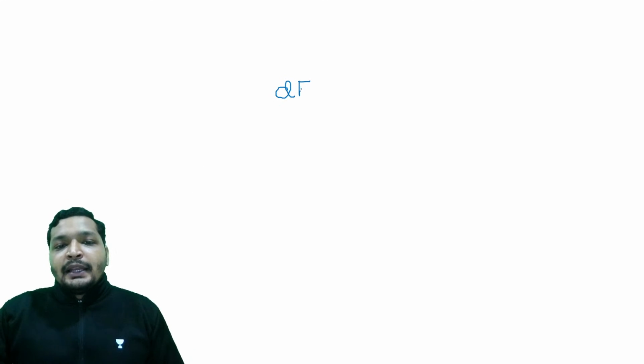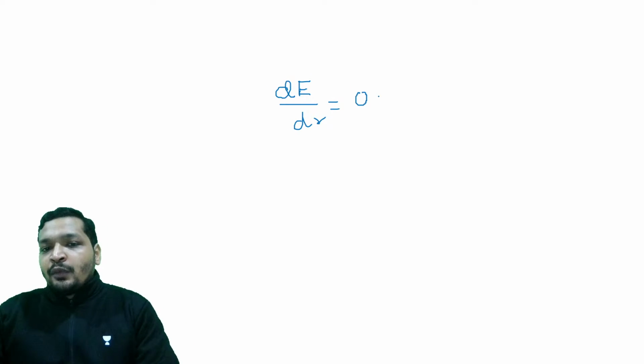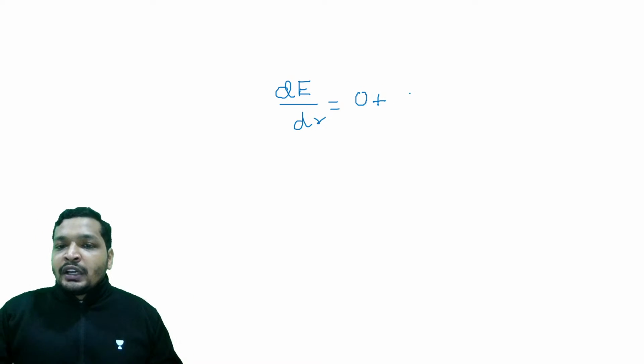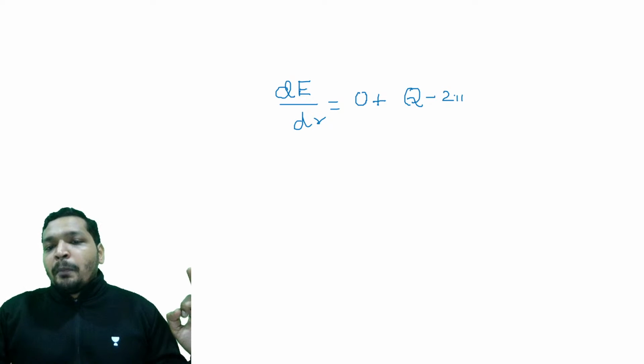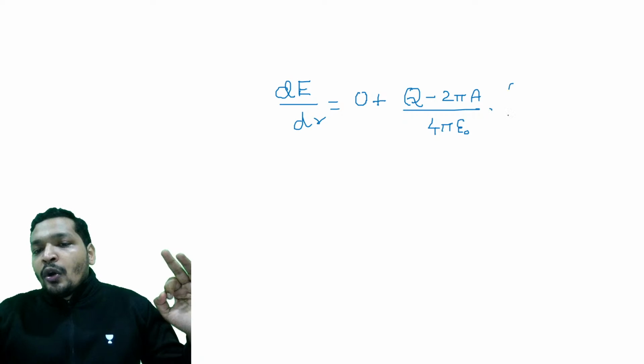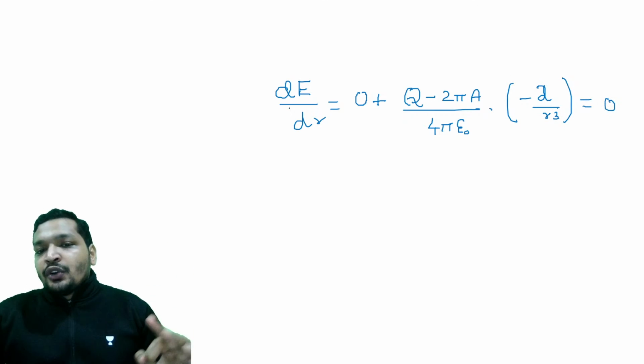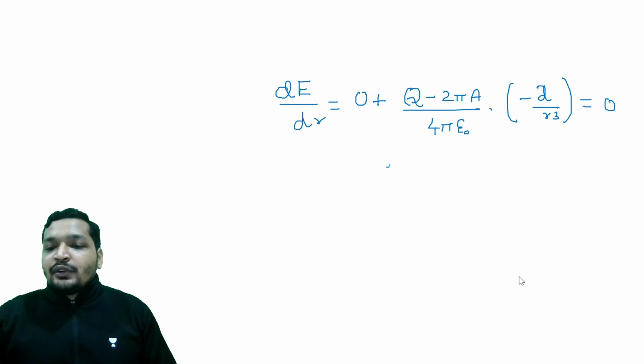dE by dr is equal to 0. The first term that we add was a constant term, and then what did we have? We had something like (q minus 2 pi a) divided by 4 pi epsilon naught into minus 2 by r cube, which is equal to 0, which means these terms are not relevant for our calculation.